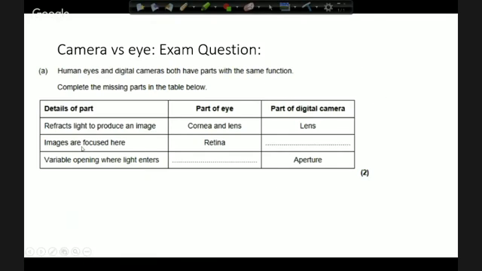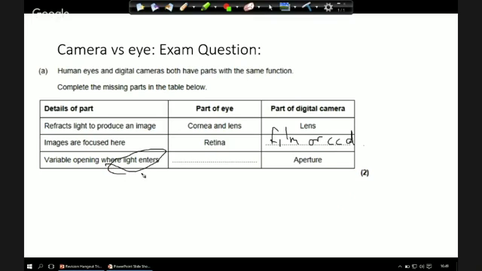So where are the images focused? If we look at the missing parts here, images are focused, well, in a camera, it's going to be either a camera film, photographic film, or the CCD. I would imagine you'd only need to write one of those in to get the marks. Okay, and the variable opening where light enters. Well, the variable opening is controlled by the iris, but where the light actually enters is the pupil. And it does say the mark scheme would not allow iris for that, so that's going to be pupil there.